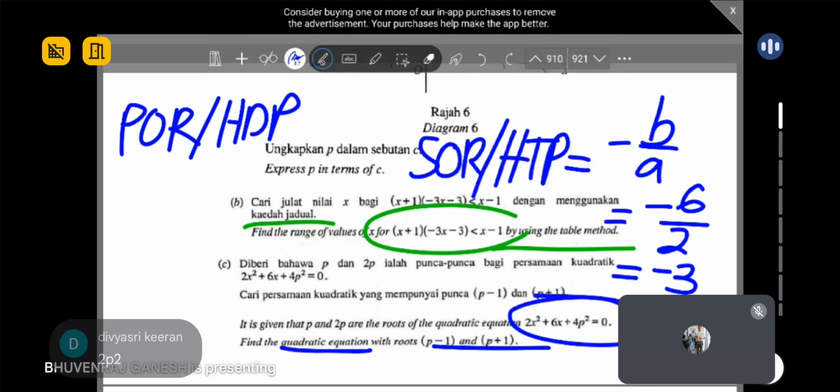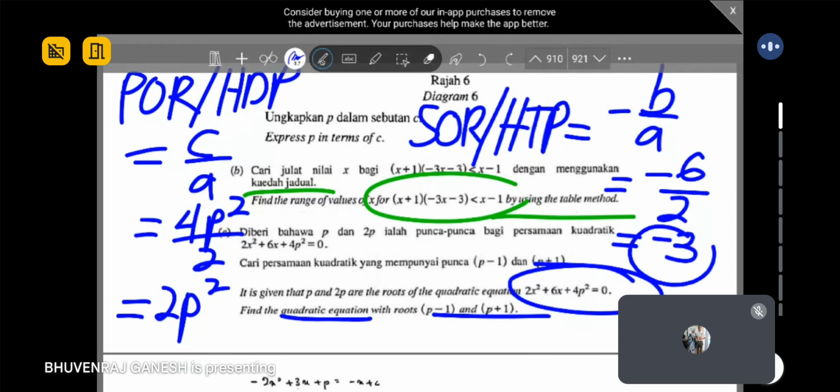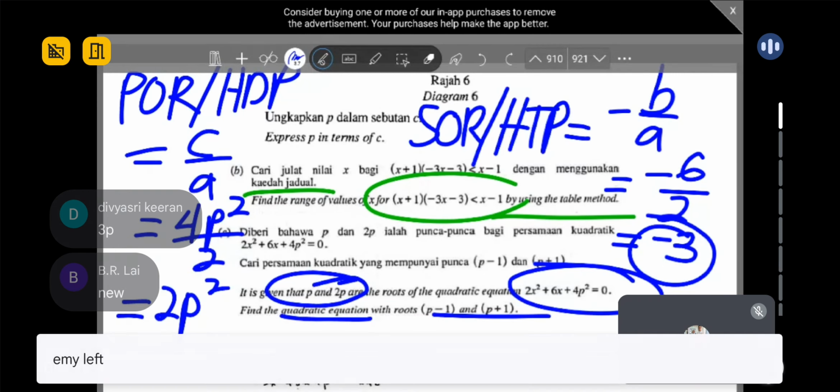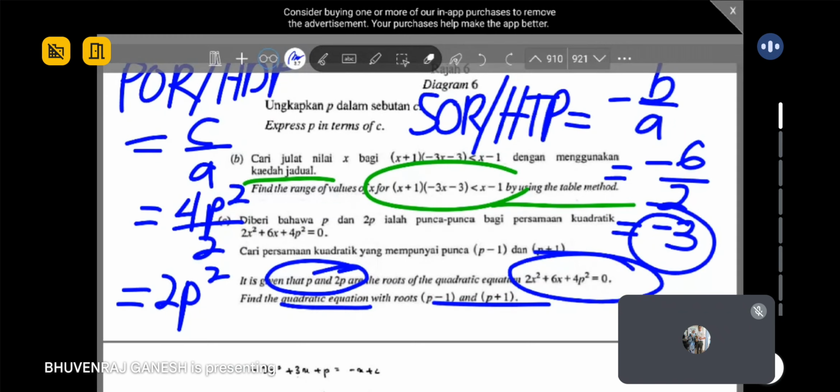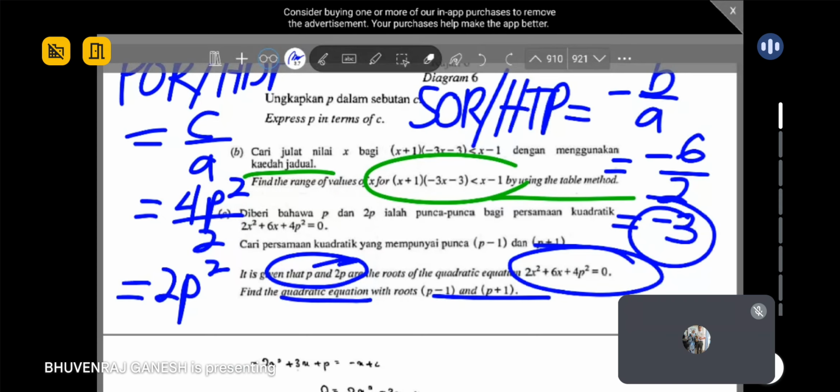So POR is equal to c over a. Am I right? So you just take 4p squared divided by 2. Okay, so answer is 2p squared. Okay, so you already get the information already. So dah ada. Okay, so this value is equal to what, guys? May I know? Negative 3 sama dengan apa? It'll equal to these two, right? You just add up the two roots. Okay, because they say sum of roots. Very good. Okay, hasil tambah punca. So you can already find your p value. Okay, so 3p sama dengan negative 3. So p sama dengan negative 1.